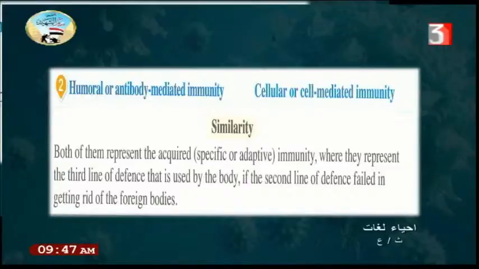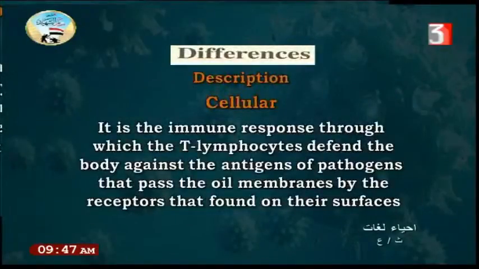Both of them represent acquired, specific, adaptive immunity, where they represent the third line of defense that is caused by the body if the second line failed in getting rid of the foreign body. If the second line failed to win. The difference or description: cellular immunity is the immune response through which T lymphocytes defend the body against the antigen of pathogens that pass the plasma membrane. Plasma membranes are found in the human body.